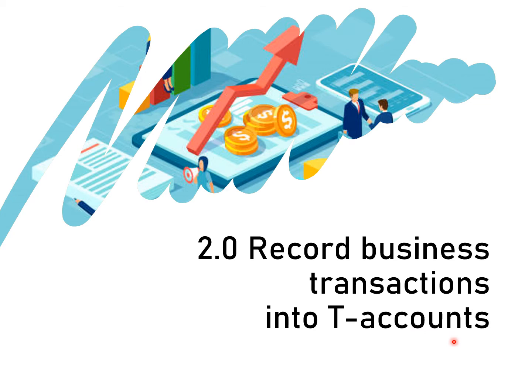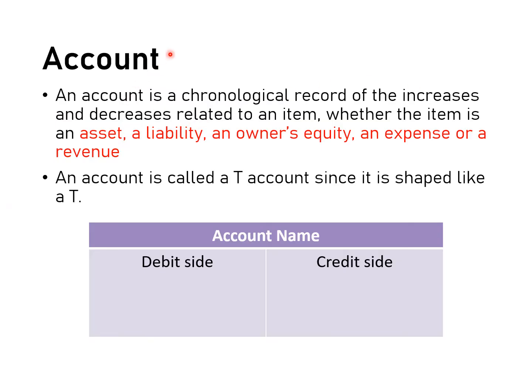So let's look at it. An account is the chronological record of the increases and decreases related to an item, whether the item is an asset, liability, owner's equity, expense or revenue. I think you should be well versed in these categories because we've seen them many times. Any increase or decrease must involve only these categories. From these categories we create accounts. The accounts are the children of all these categories.